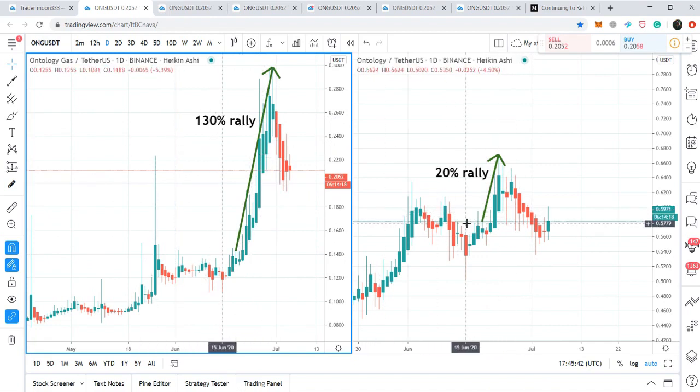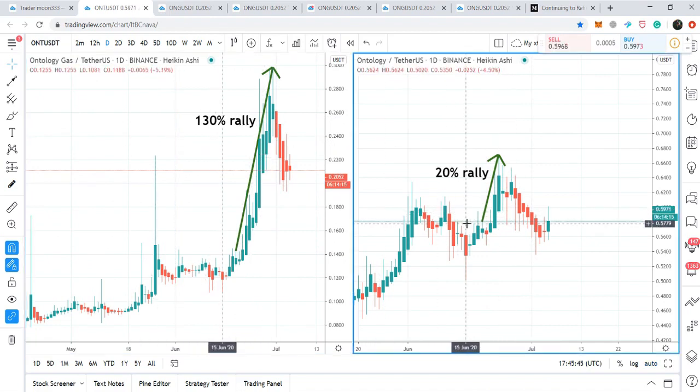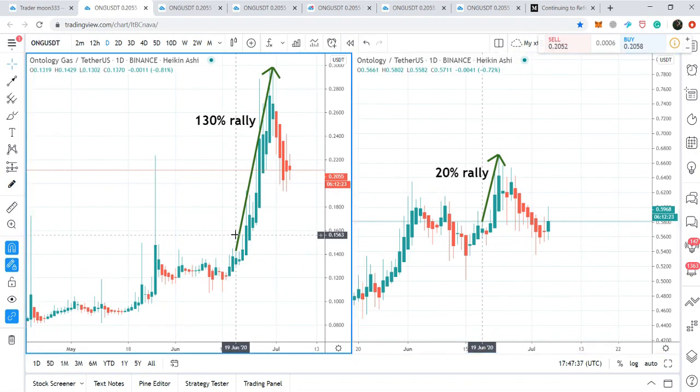And if we watch the chart of Ontology, basically these are the two tokens of the Ontology blockchain. Ontology is the coin and Ontology Gas is the token, and we can see that the price action of Ontology surged only 20%. This was a rally from the 19th up to the 23rd of June. That was the maximum rally, 20%. And if we see the maximum rally after the 19th of June, Ontology Gas rallied more than 130%. So this was a really very big move.